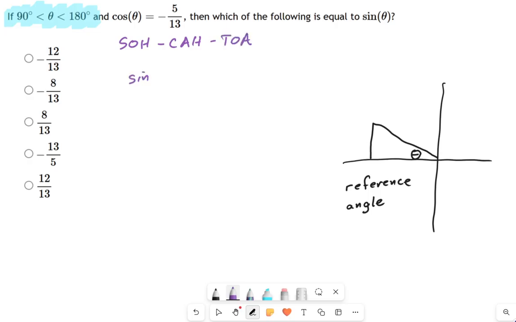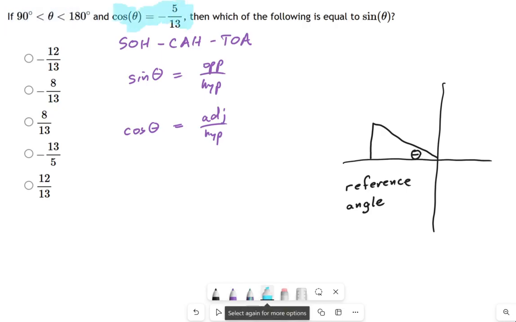SOHCAHTOA says sine of theta equals opposite over hypotenuse. And cosine of theta, well, that equals adjacent over hypotenuse. Now, we got to switch which piece of information we're using here. If cosine equals -5 over 13, and that is my adjacent over hypotenuse, that tells me that hypotenuse is 13, and adjacent right here is -5.